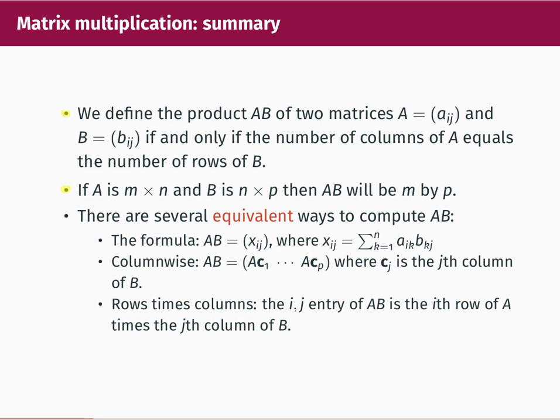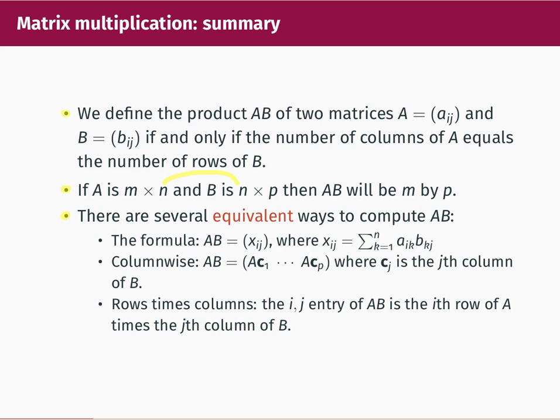Secondly, there's a rule for the size of a matrix product. If A is m by n and B is n by p, then the number of columns of A is n, the number of rows of B is n, so we're allowed to do the product, and that product A times B will be m by p. You can think of that as the n's in the middle cancelling out.